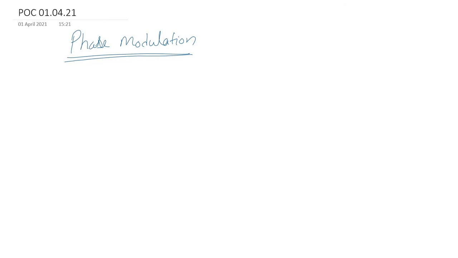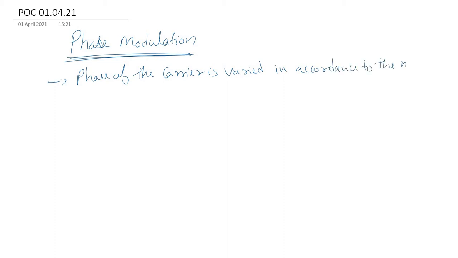As the name suggests, phase modulation is a kind of angle modulation technique in which the phase of the carrier signal is varied in accordance with the message signal. This is how we can simply define a phase modulated signal.